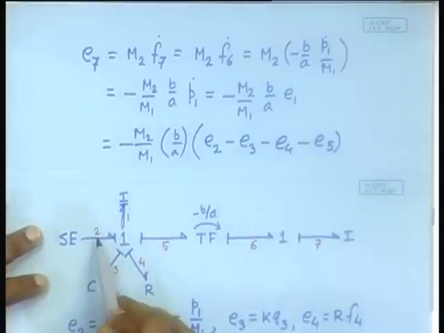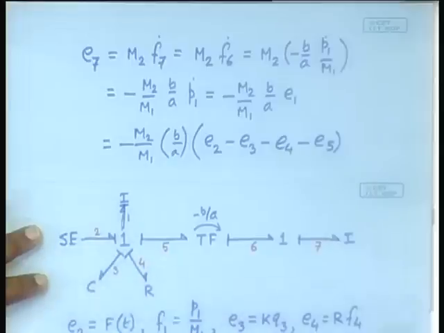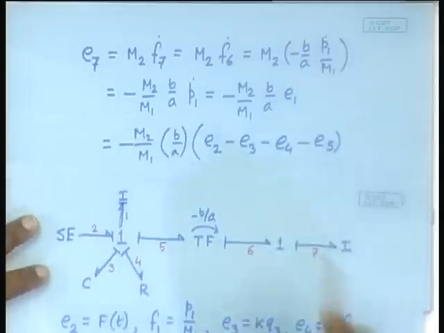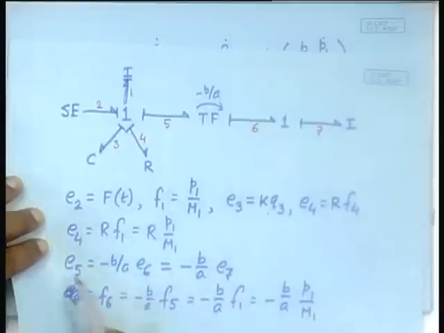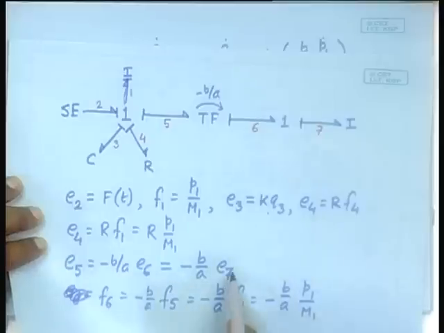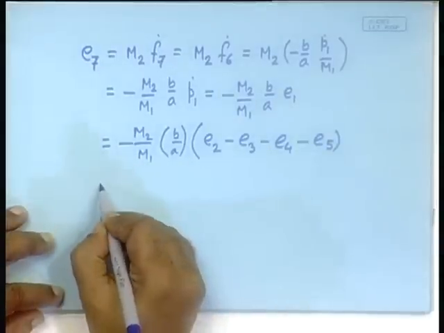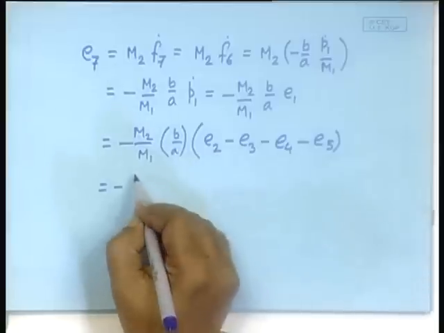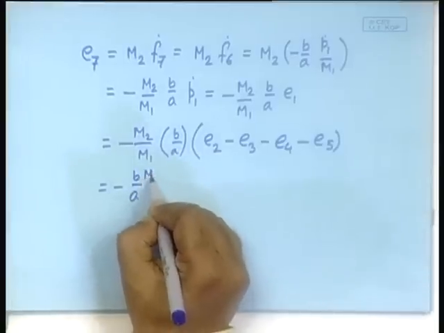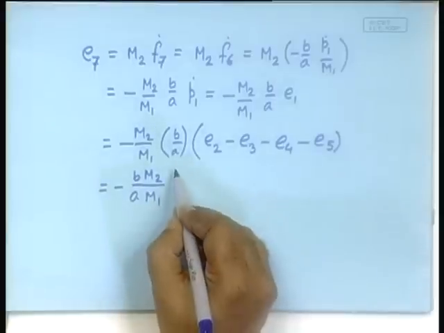What is E2? E2 is F, applied force. E3 is known, E4 is known, E5 is known. No, it is not completely known, because E7 appears in the right hand side. So, let us just substitute and see what ultimately is obtained, is equal to minus, let us put it up front, B by A M2 by M1. Now, all these we will substitute.